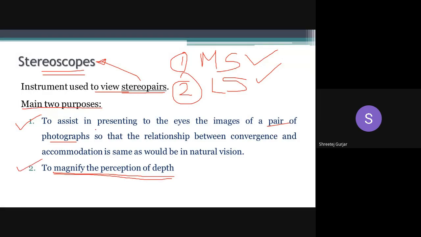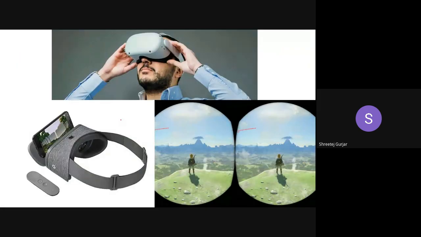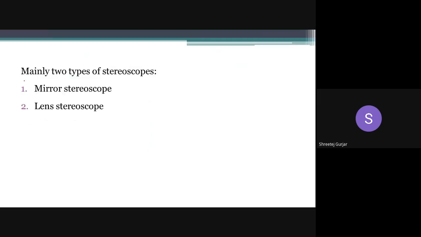After this we shall get into a few other things. In the previous class I showed you this VR headset, that is virtual reality. This is just an example of a lens stereoscope, wherein your mobile screen shows two images like this, stereo pairs, and your mind combines those two images and you see a 3D image. So that is a simple example of a stereo pair and stereoscopy. We shall not get into this, but we shall learn about the mirror stereoscope and the lens stereoscope.